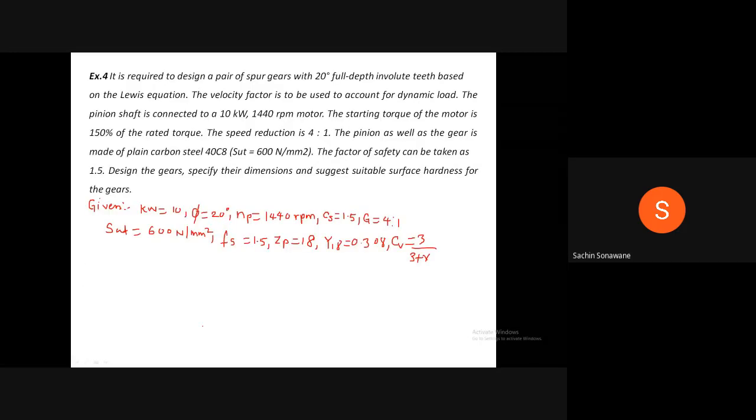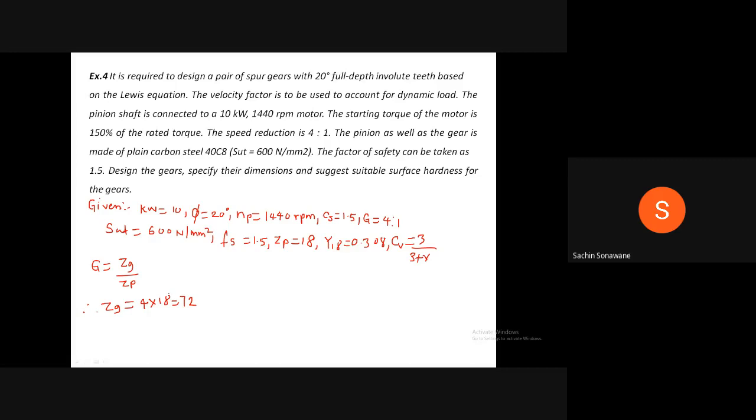Therefore, we will solve the problem now. First of all, we will calculate some values here. ZP they have given 18. Now, from gear ratio, what is gear ratio G? Gear ratio G is equal to ZG divided by ZP. Therefore, ZG is equal to gear ratio 4 into ZP 18, which is equal to 72. ZG we have got 72.